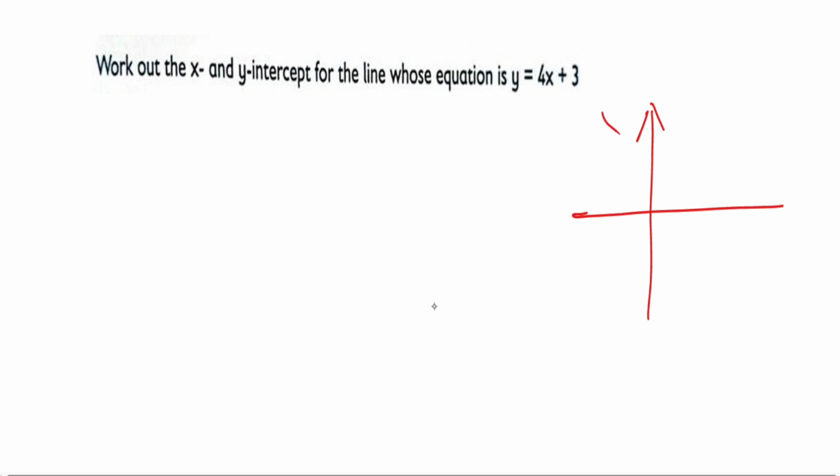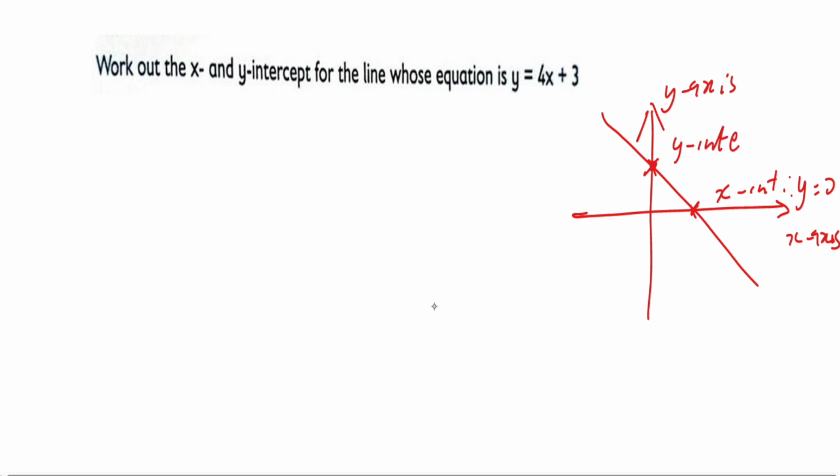If a line touches the y-axis, and if that line also touches the x-axis, the point through which the line passes through the x-axis is called the x-intercept, in which the y is always equal to 0. The one that touches the y-axis, that point we call the y-intercept, and always the x is equal to 0. So always know that for the y-intercept, x equals 0, and for the x-intercept, y equals 0.